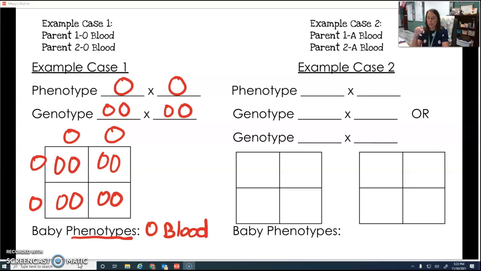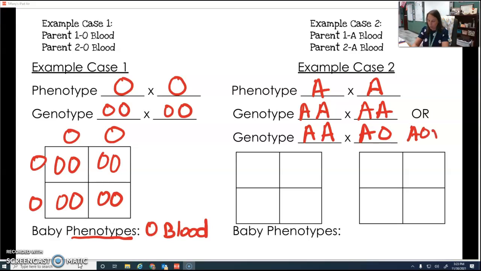Okay, now let's look at our second case. Let's say we have a parent with 2, they're both A blood. So our phenotype is A and A. So we could have a parent that has AA blood, or we could have a parent with AO. And actually, in this one, we could have a third one. We're just going to do 2 of these examples, but we could also have AO crossed with AO, right? So there's 3 actual options that we could have there. For this example, we're just going to worry about the 1 for now.